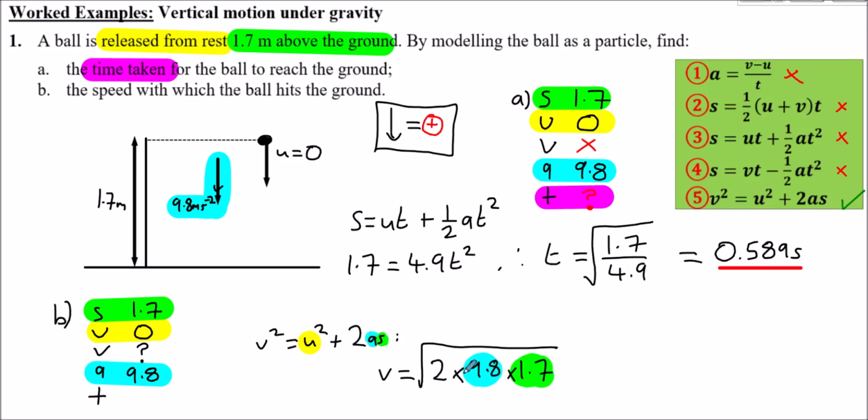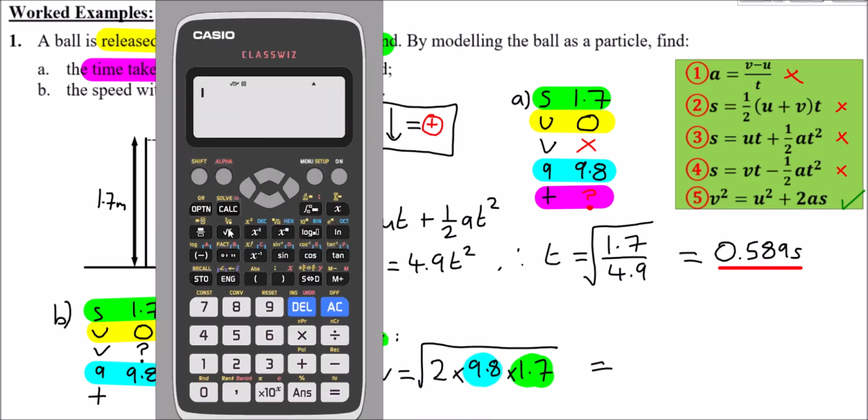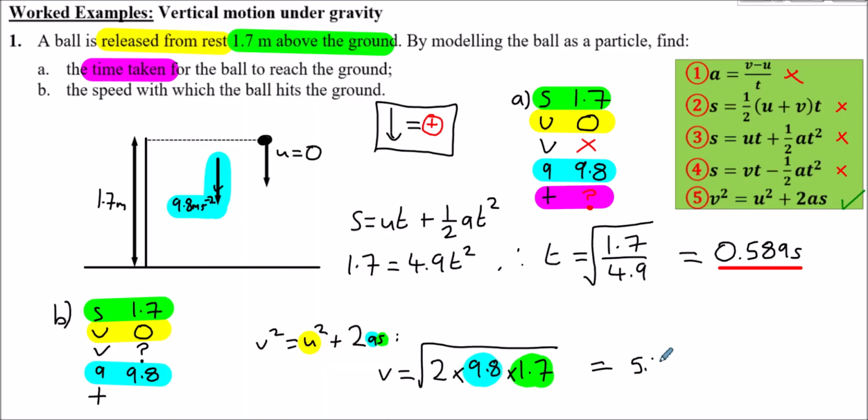So we can work this out now. Square root of 2 multiplied by 9.8 multiplied by 1.7. And we get, to three significant figures, that the velocity when it hits the ground is 5.77. So we've got 5.77 meters per second.